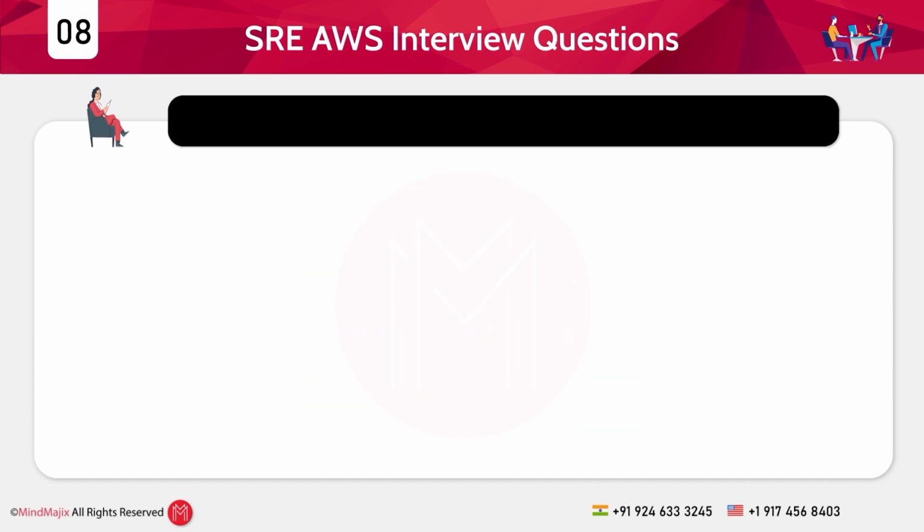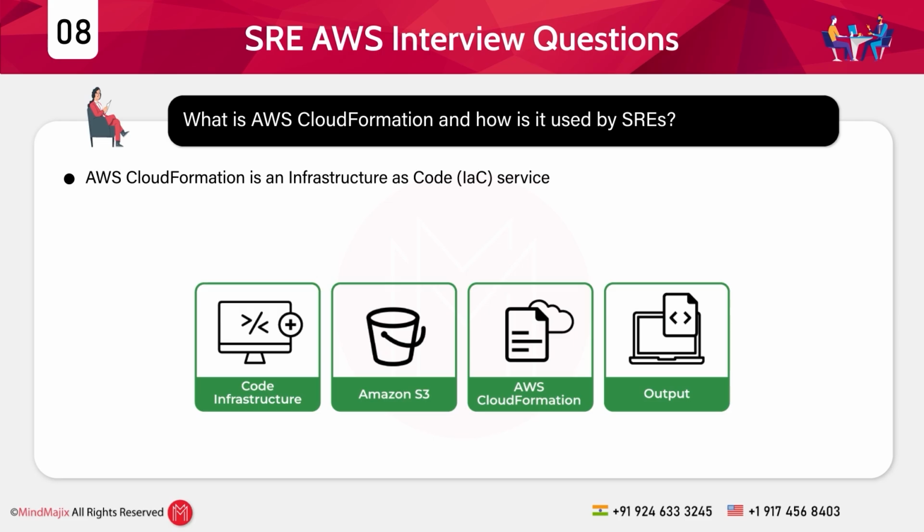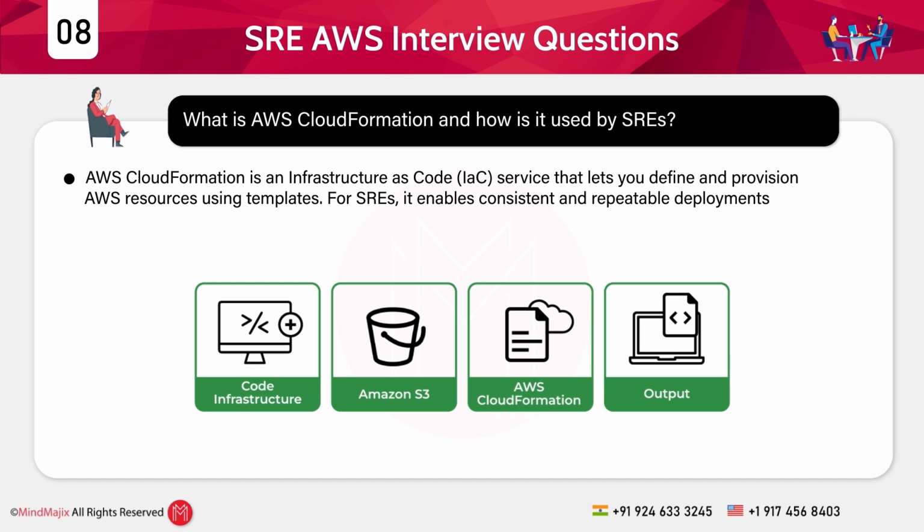The next question is, what is AWS CloudFormation and how is it used by SREs? So guys, AWS CloudFormation is an infrastructure as code or IaC service that lets you define and provision AWS resources using templates. So for SREs, it enables the consistent and repeatable deployments, reducing human error.